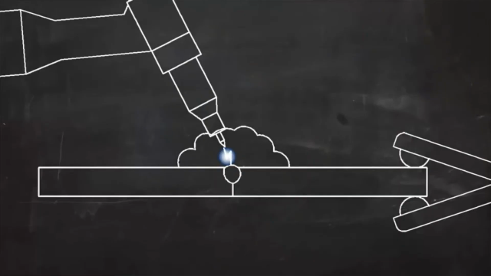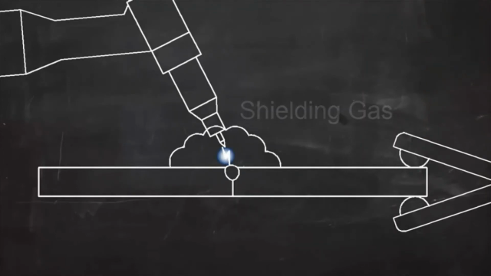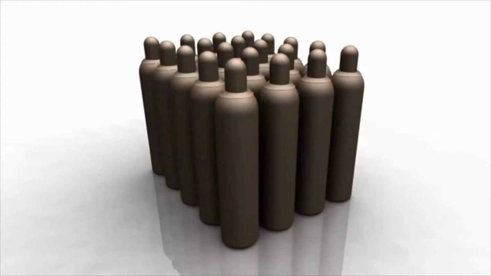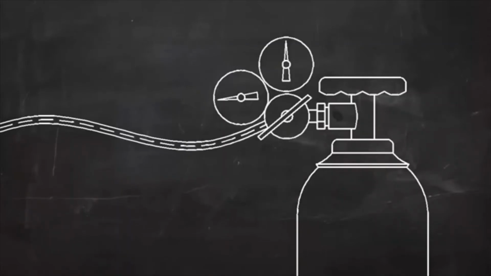In TIG welding, the molten metal is protected by a shielding gas. This gas, usually argon and sometimes helium or other gases, keeps the molten metal from reacting with oxygen and water vapor in the atmosphere. This shielding gas is stored in high-pressure cylinders like these. The pressure is reduced to a usable level by a device called a regulator. The shielding gas flows through a hose and comes out right at the point of the weld.